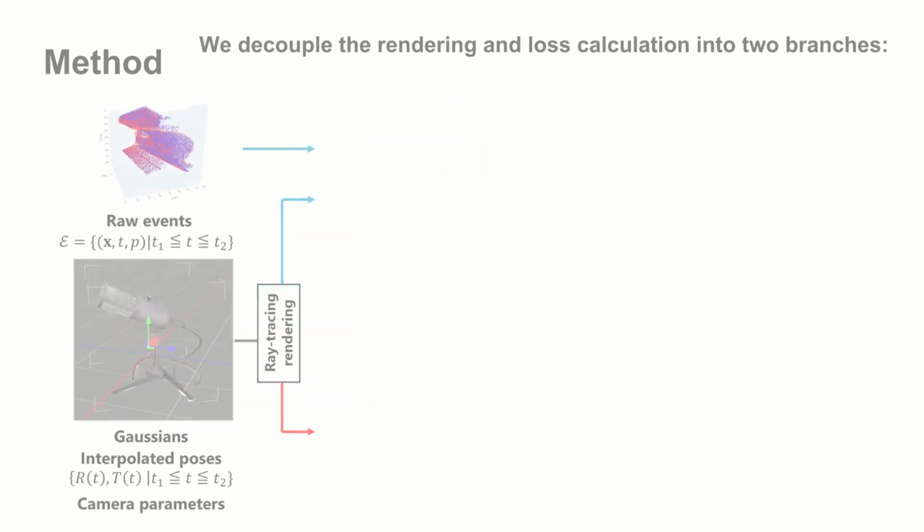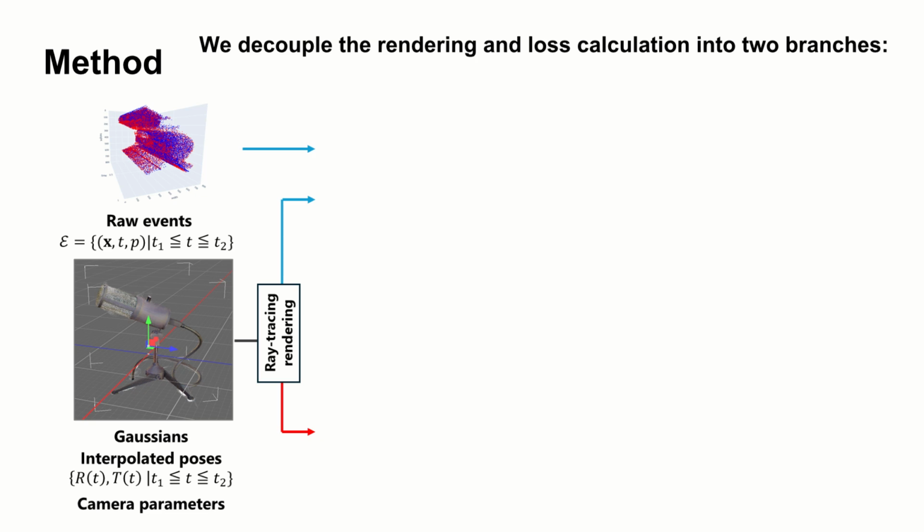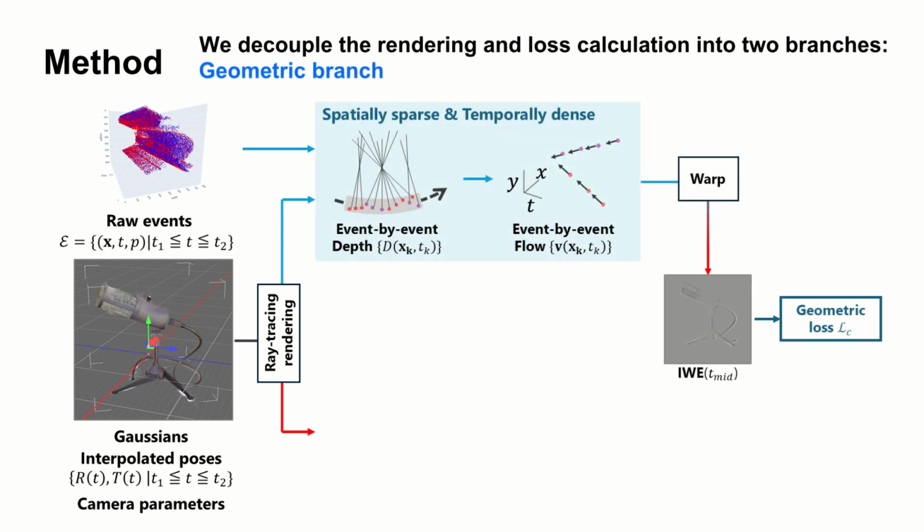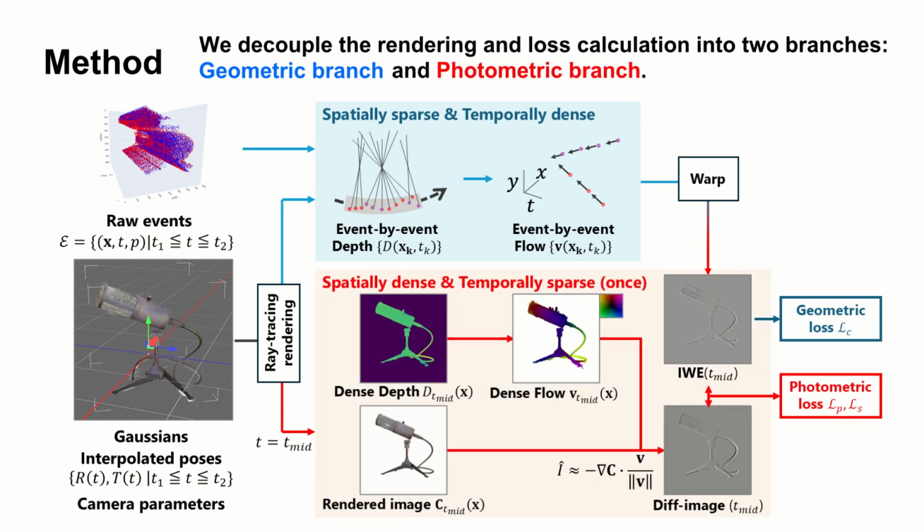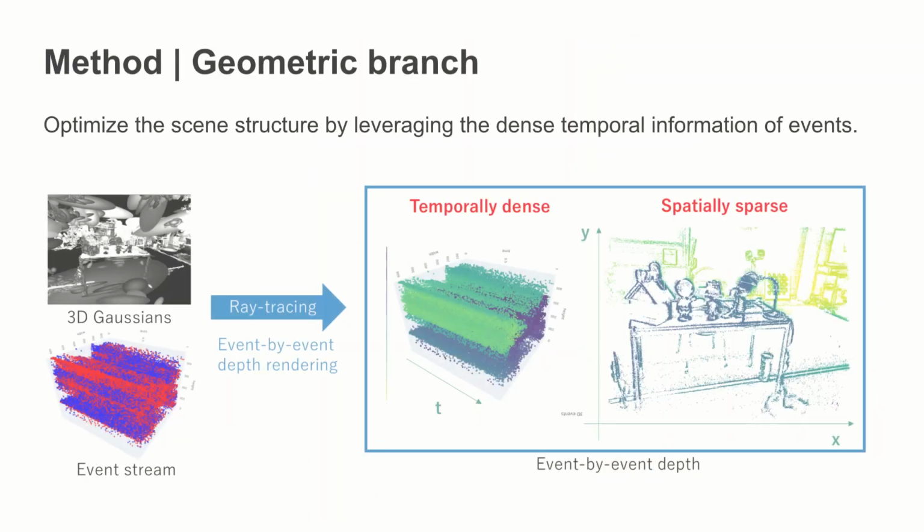The architecture is shown here. We decompose the rendering and loss computation pipeline into two branches, a temporally dense geometric branch and a spatially dense photometric branch, because structure comes from motion while appearance emerges instantaneously. The geometric branch leverages the dense temporal information of events to optimize the scene structure from motion.